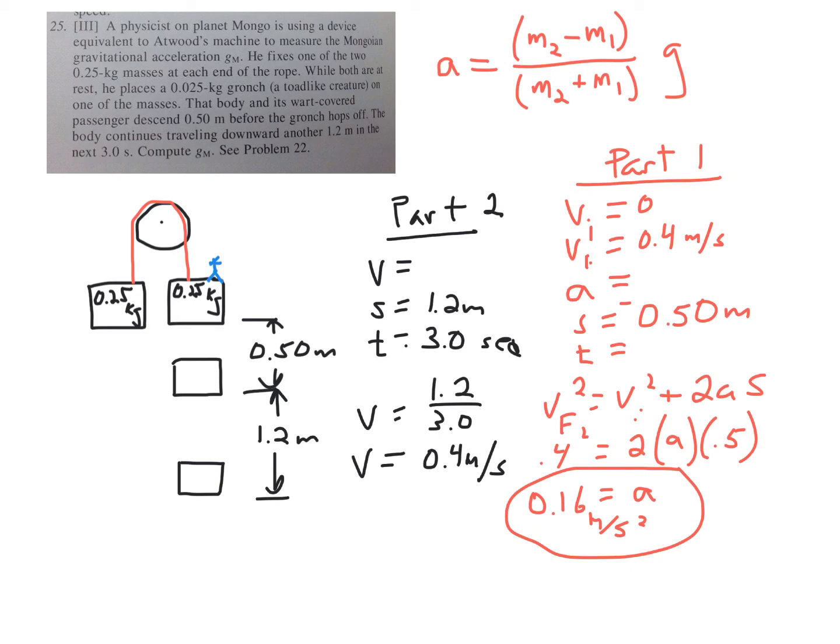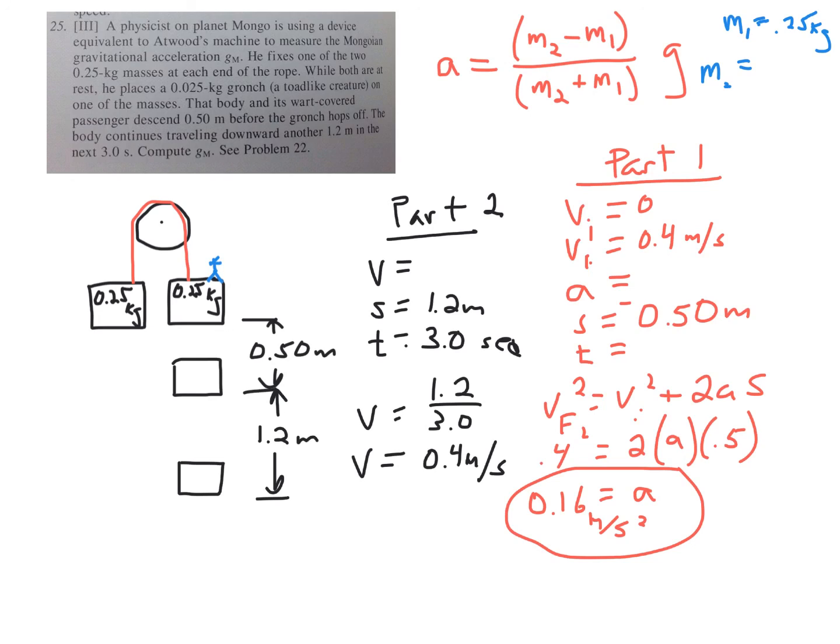But we want to have the acceleration on the planet Mongo. Well, all I do now is plug that into the upper equation at the very top of the page. And I know the two masses. Be careful here, because mass 1, mass 2 is the bigger mass. Mass 2 is the sum of the 0.25 plus the little Granch. So let me switch to blue. Mass 1 will be just the mass on the left, which is 0.25 kilograms. You're going to plug that in. Mass 2 will be the 0.25 plus the Granch, which is 0.025.